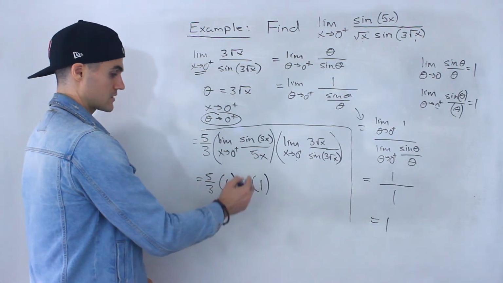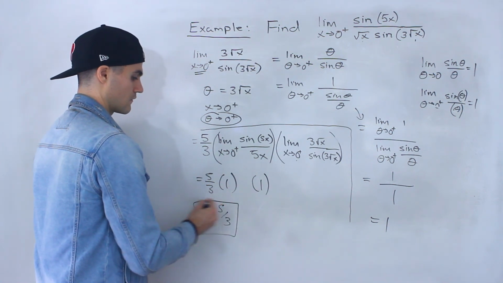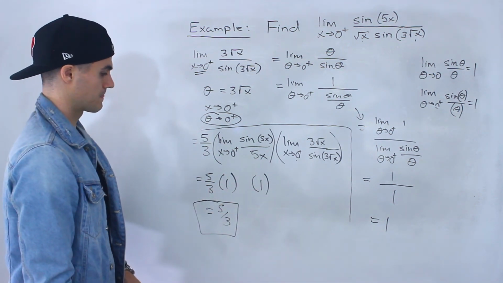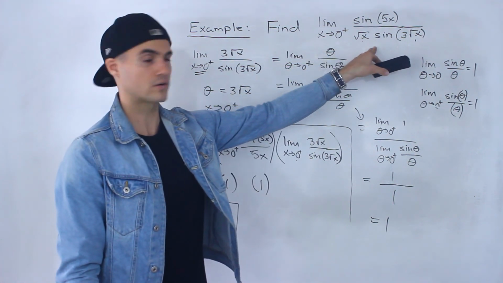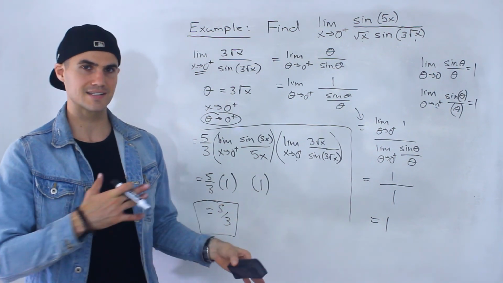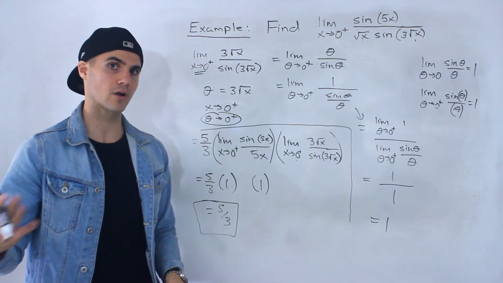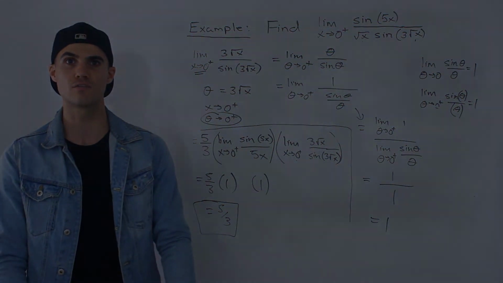5 over 3 times 1 times 1. That just ends up being 5 over 3, like that. Right? So this here is the final answer for that limit right there. And if you're a little bit hesitant with trig limits and how they work, highly recommend you go back to the lecture videos and watch that section. I have a bunch of examples.